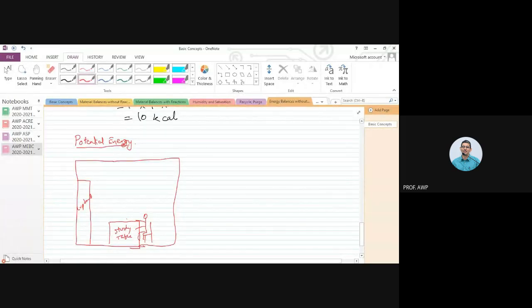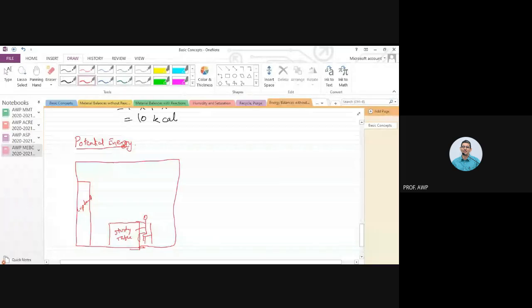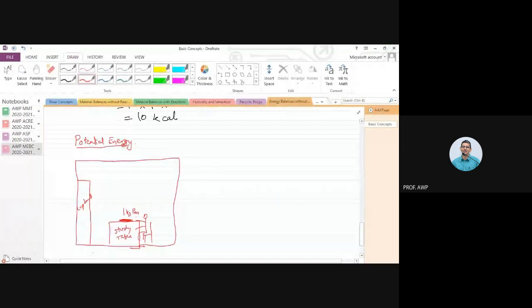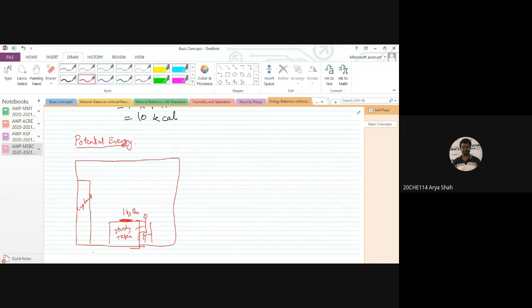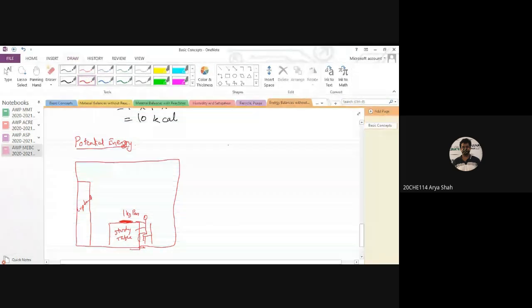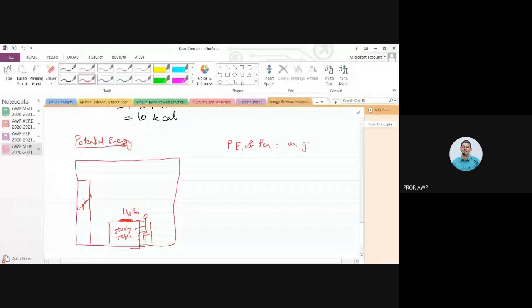And there is your pen. Let's say the mass of that pen is 1 kg. Can you tell me the potential energy of this pen? So the mass of the pen into the height of the table into acceleration due to gravity. Okay, potential energy of the pen is mass of the pen m into g into h.